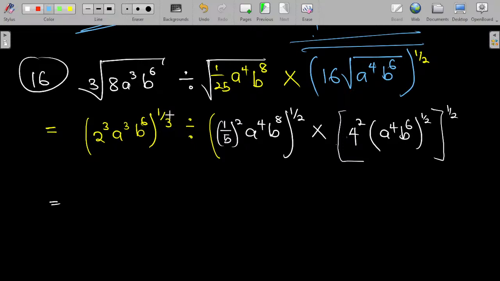This power 1 over 3 will come in to multiply all the powers. When it multiplies this one, you get only 2. When it multiplies a, you get only a. When it multiplies b, you get b to the power of 2, because 3 will cancel 6, and you will have 2 left. Now divided by, here half will cancel these 2, you have only 1 over 5. Then it will cancel 4, you have power 2. It will cancel 8, you have power 4. Multiplied by, finally here, half will cancel half, you have only 4.